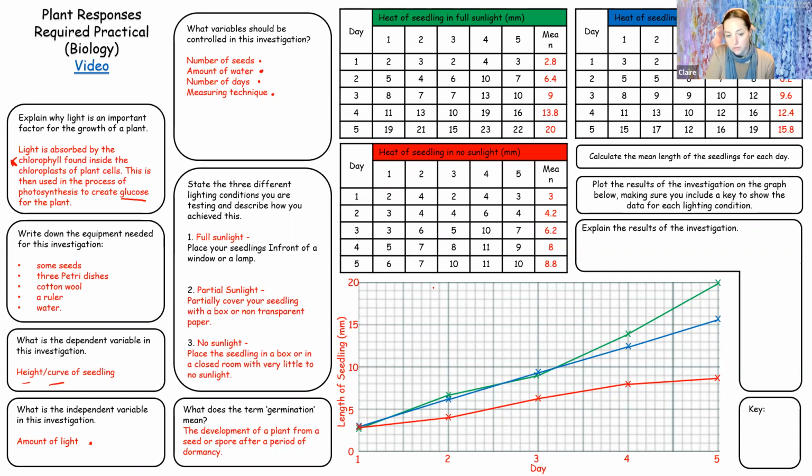And then they might ask you to plot the results. So obviously something in full sunlight will grow a lot quicker, and then you'll have to link in the reason why, because you've got more sunlight, basically. Think about your limiting factors for photosynthesis. Okay, explain the results in the investigation. So that's just what I've said, more sunlight, more photosynthesis, basically.